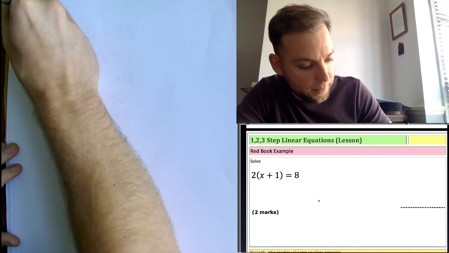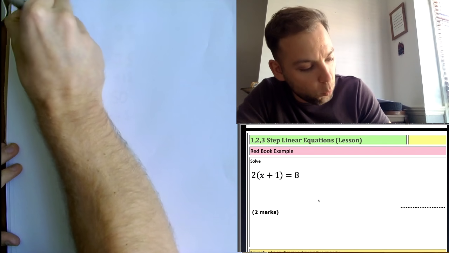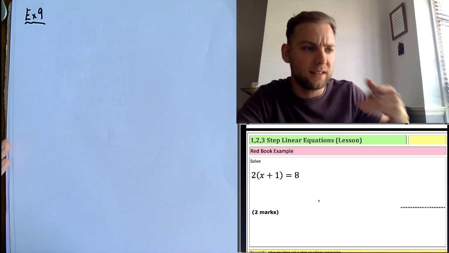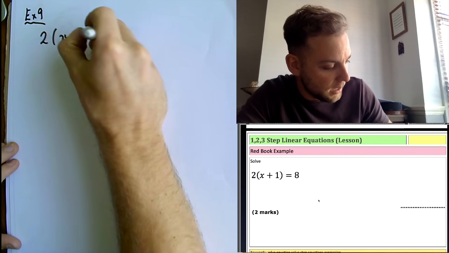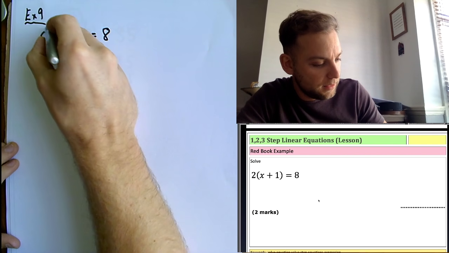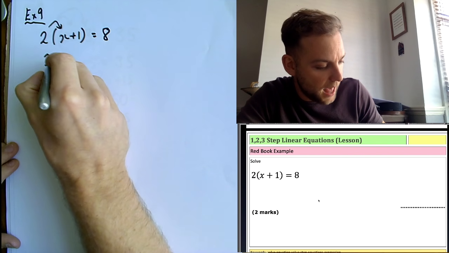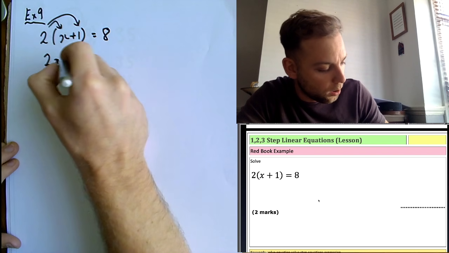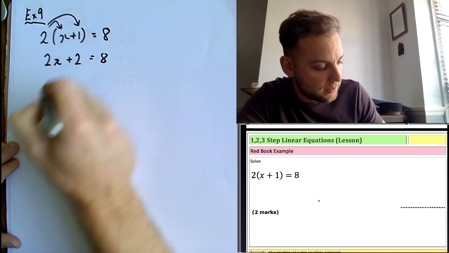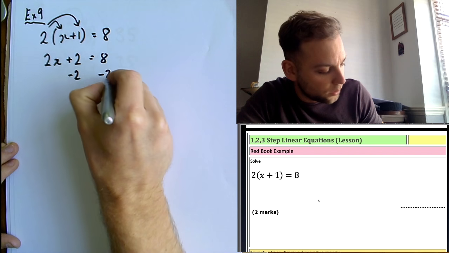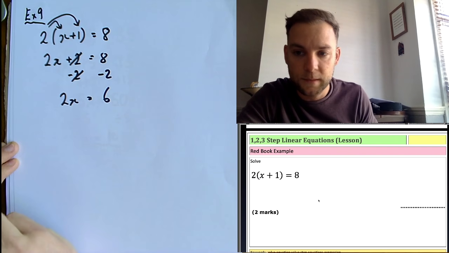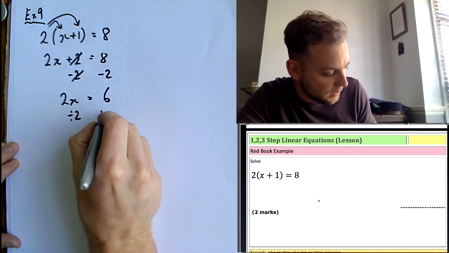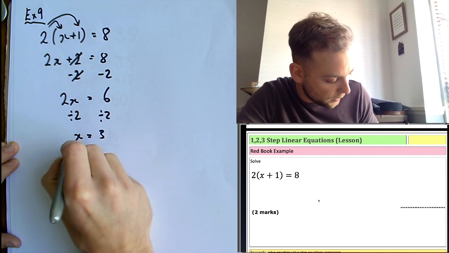I'm going to show you how to do it quickly. I'm going to do one final one, which is really pushing to the boundaries. So here I've got 2 times (x plus 1) is equal to 8. Expand it first. 2 times x is 2x. 2 times 1 is plus 2, which is equal to 8. Subtract 2, subtract 2. We'll cancel that, so I end up with 2x is equal to 6. Divide by 2, x is equal to 3.